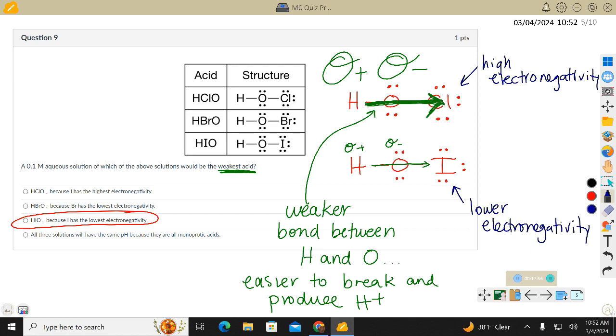Number 9. I want to know which of these would be the weakest acid. They're all the same concentration, which doesn't really matter anyways. They all have the same Lewis structure. The only difference is they have a different halogen hanging off the end. And we say, okay, from the get-go, hydrogen is doomed. The hydrogen is hooked onto that highly electronegative oxygen. So already, the oxygen's going to pull electrons away from the hydrogen. But then oxygen calls for a buddy to come on in and pull extra hard.